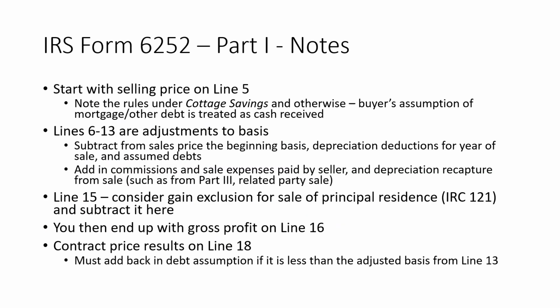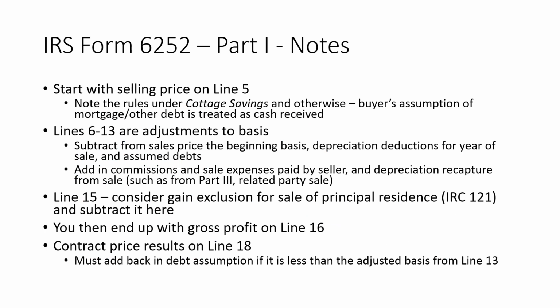So what's the difference between the two? Well, really the difference between gross profit and contract price is going to relate to your basis, which is adjusted in lines 6 through 13 with deductions for your beginning basis, depreciation deductions for the year of sale, and for any assumed debts. And then you're going to add back in commissions and sale expenses paid by the seller and any depreciation recapture that you have to recognize in the year of sale, if that can be deferred, or if there's any gain portion that's getting deferred here. Now, on line 15, if you have the gain exclusion for a sale of principal residence, you're going to take it out, and ultimately you'll end up with the gross profit percentage.